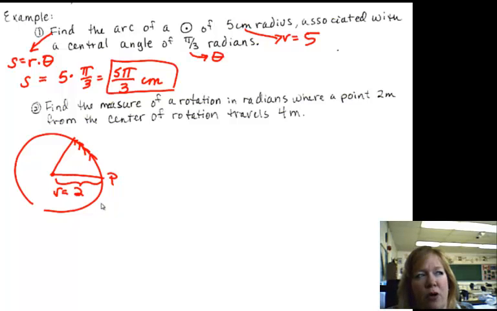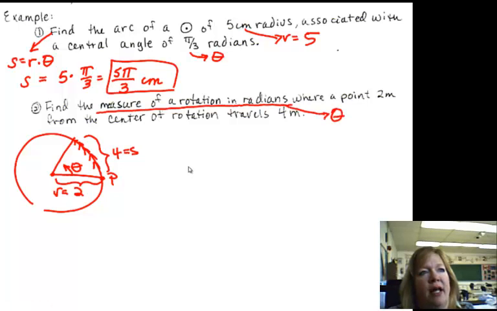So I would draw myself a circle, a point 2 meters from the center. A point 2 meters from the center, that means radius. It travels 4 meters. So this is the point P. It's traveling along the edge of the circle 4 meters. So theta is what we're looking for. Our arc length equals 4 meters, so that's S.